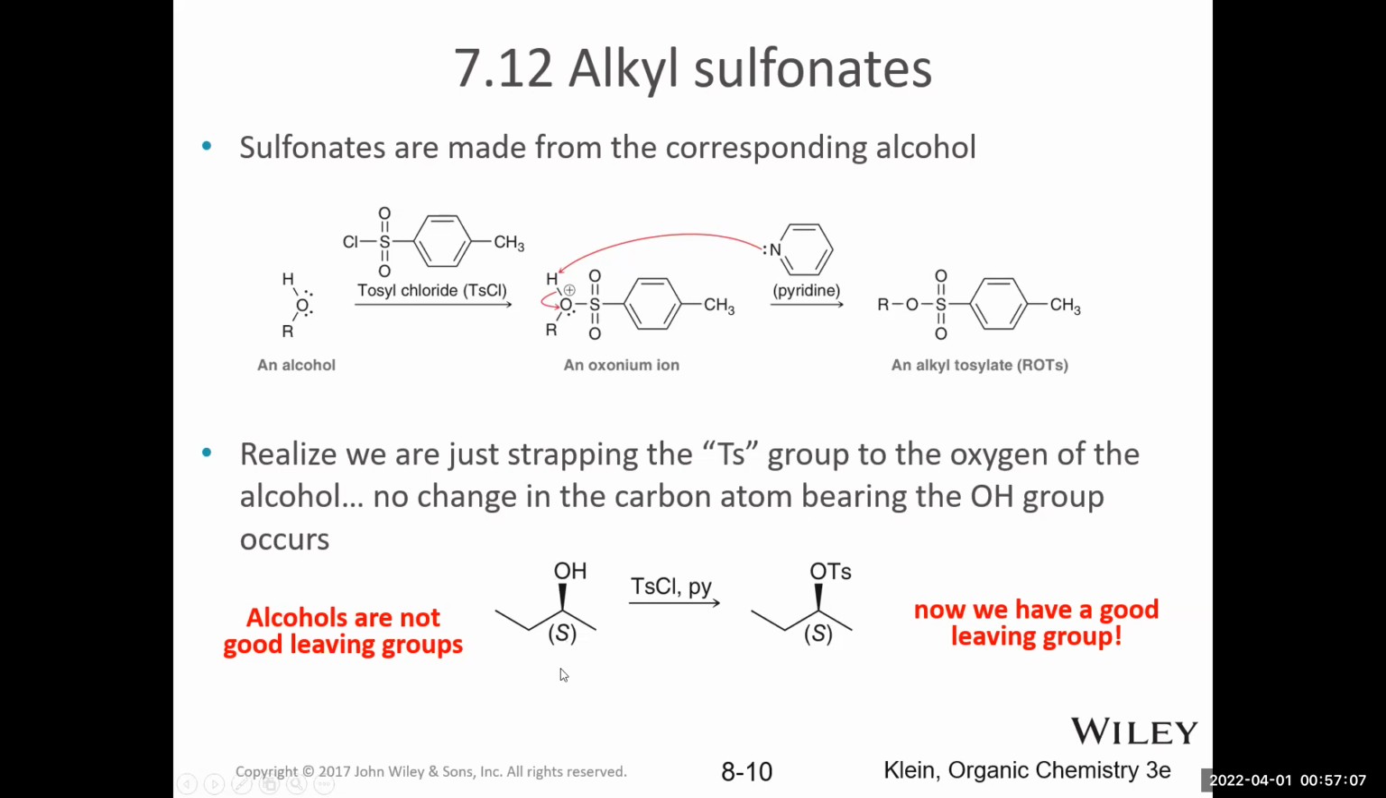Recall that you can see the S configuration here has not changed. So converting the alcohol to the tosylate has not changed the configuration of a chiral center. The configuration of the chiral center only changes during the actual SN2 reaction with the strong nucleophile, where inversion will occur.